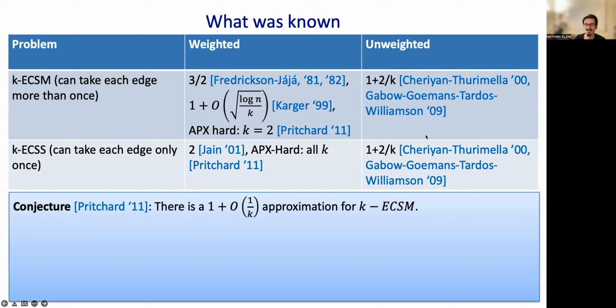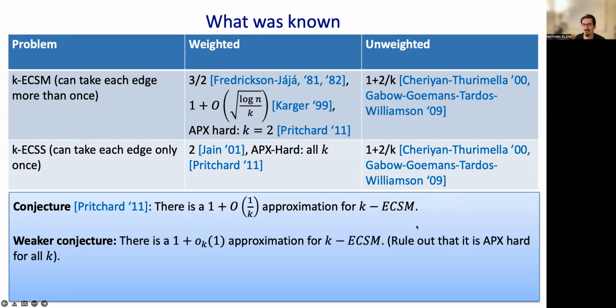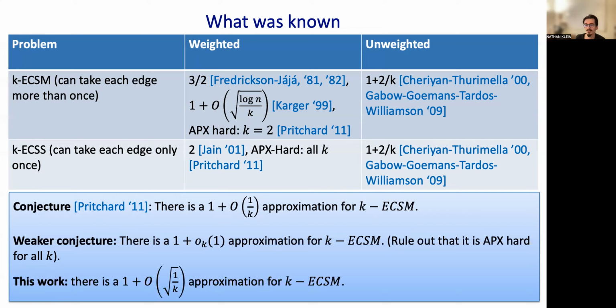Now, we tried, but we couldn't prove it. So what do we do? Let's make a weaker version of this conjecture. Maybe let's first just figure out if there's an approximation algorithm whose ratio goes to 1 as k grows, independent of n. In other words, can we rule out that it's APX hard for all k? And this we were able to prove. So we showed that there's a 1 + O(1/sqrt(k)) approximation algorithm for the problem, which proves this weaker conjecture.